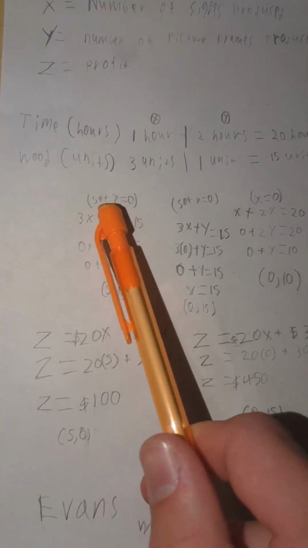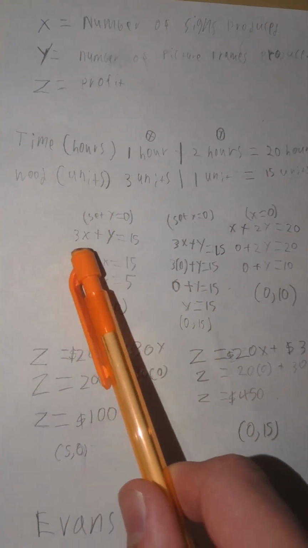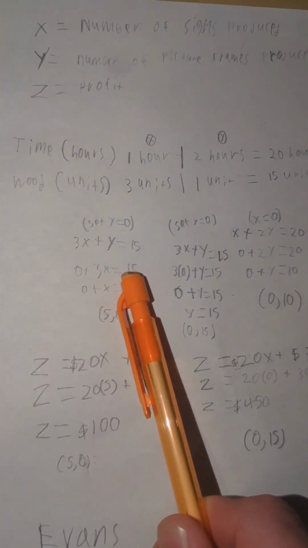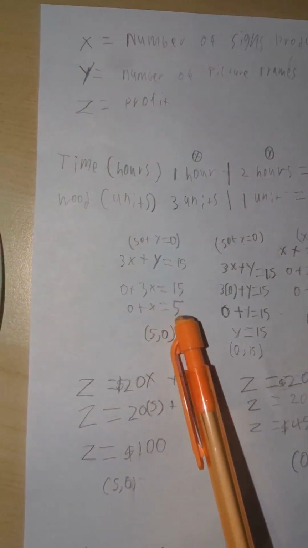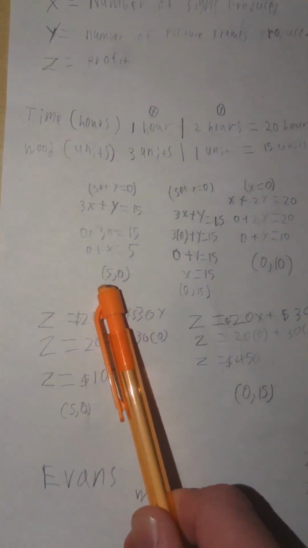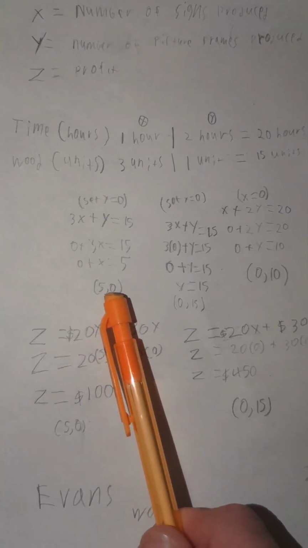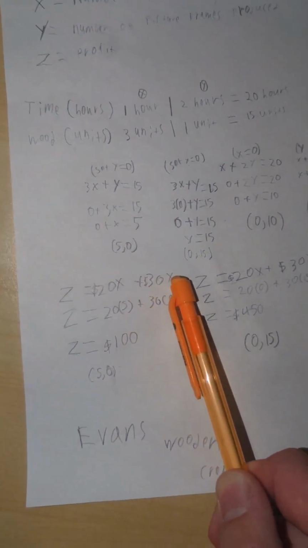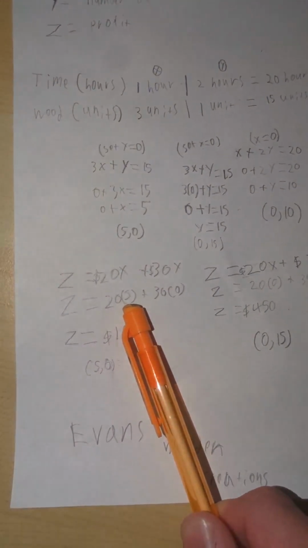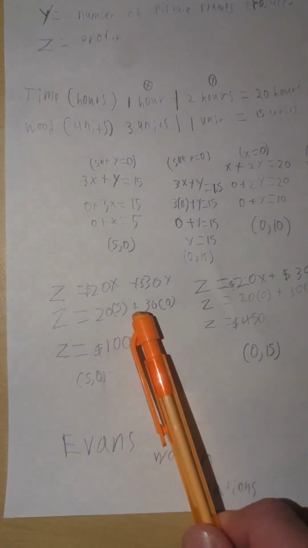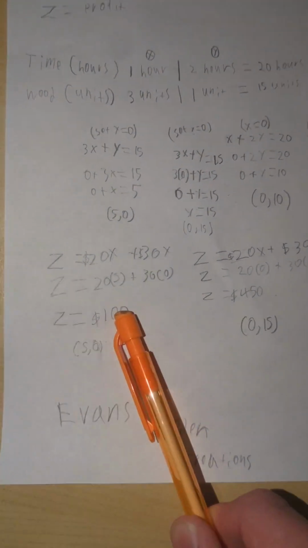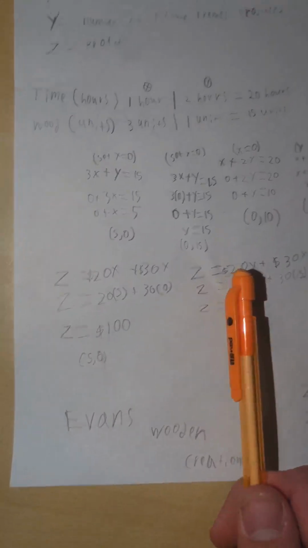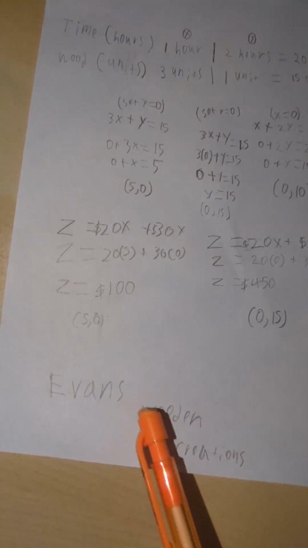Now if we come over here, I set Y equals 0. So I did 3X plus Y equals 15. We get the 0 from the Y, so we get 3X equals 15, and X equals 5, so we get 5X and 0Y. Then Z equals 20X plus 30Y, 20 with a 5, and 30 with a 0. So then we get $100. But since it is not with both, we do not want that for Evan, because he wants to make both.